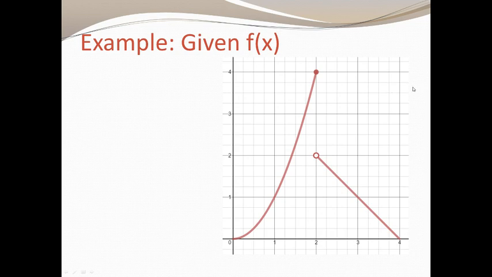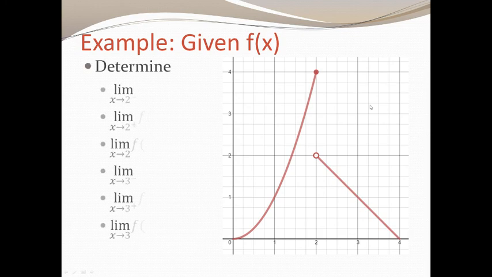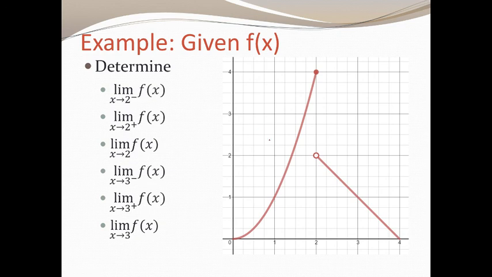So, here's f of x. Let's go through an example. Let us determine the following. It's a bunch of limits. Let's determine the limit as x goes to 2 from the left side, as x goes to 2 from the right side, as x goes to 2, then as x goes to 3 from the left side, as x goes to 3 from the right side, and as x goes to 3 in general. Let's deal with this one first.